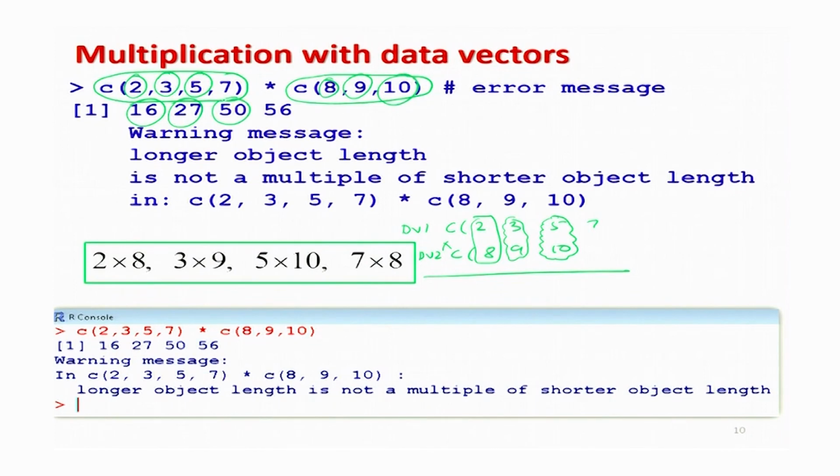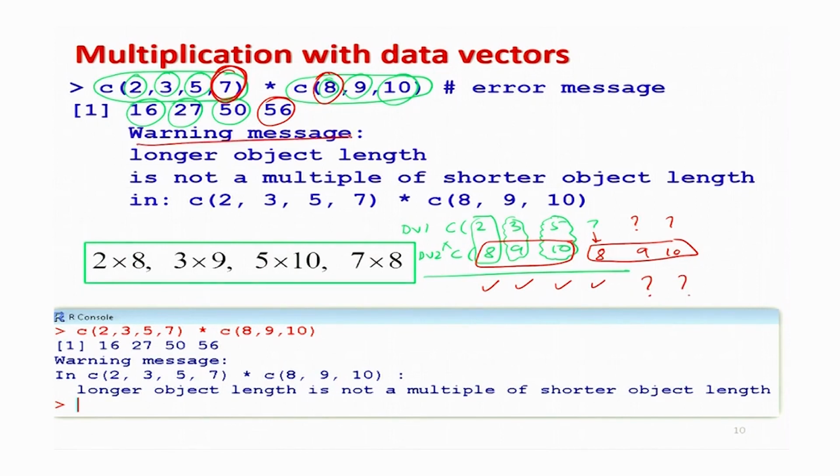And after this, what happens? The same data vector will be replaced here, 8, 9 and 10. So, now 7 and 8 will be multiplied here like this, 7 will be multiplied by the first element 8 and this will give you an answer 56. But now what to do here with the remaining two positions in the data vector 1, which have to be multiplied by 9 and 10, R does not know. So, it will give you the first value, second value, third value and fourth value, but here it will not be able to do anything and it will give you here a warning that the longer object length is not a multiple of shorter object length.